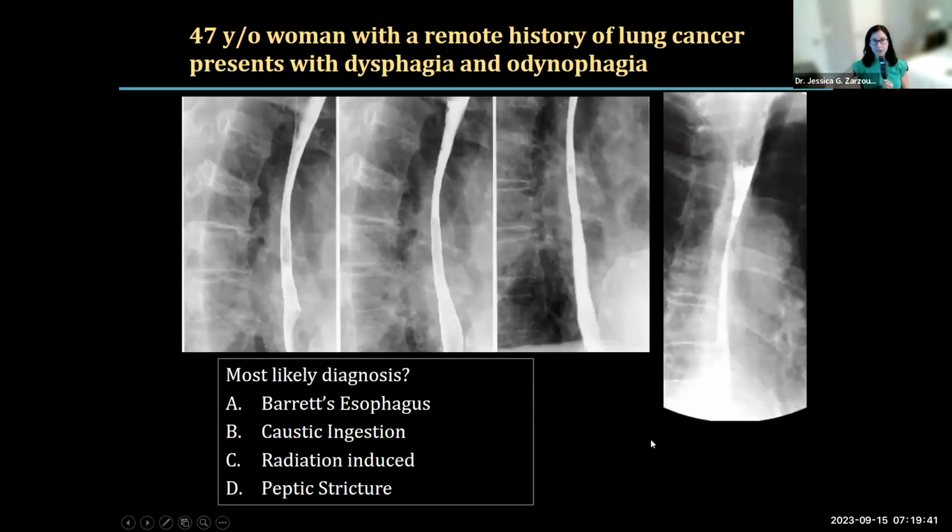So this is a lady who had a remote history of lung cancer who presented with dysphagia and odynophagia. Here we can see this fairly long segment stricture in the mid-esophagus, extending from about this level down to here. On the AP image, again, we can see extending from here all the way down, and we can see a little bit of contrast accumulating superior to that narrowed segment. So with the history of lung cancer and radiation, this is likely a radiation-induced stricture.